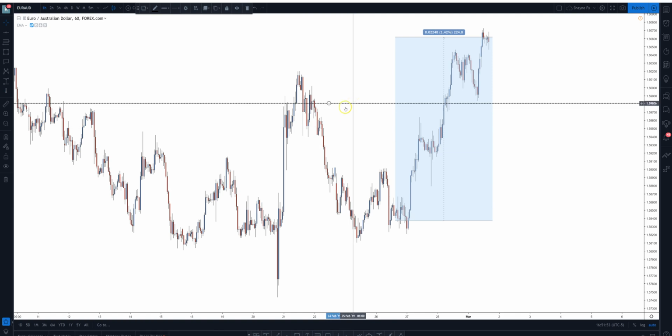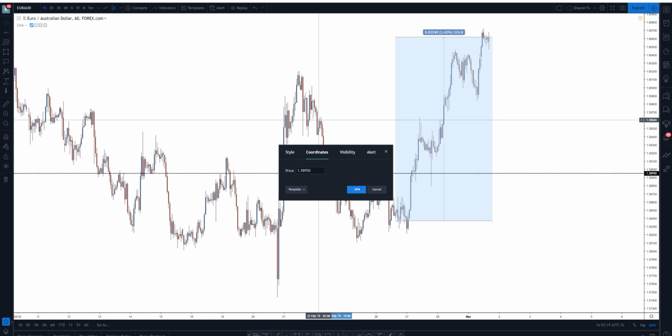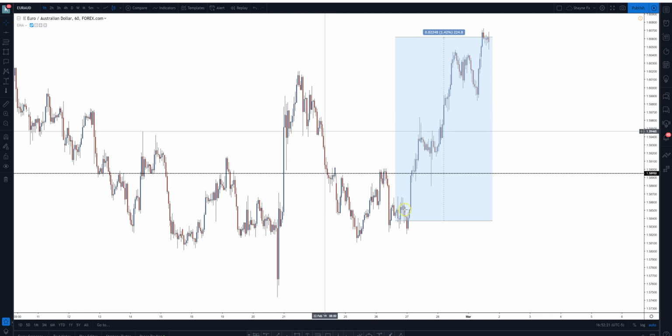Alright, let me just write it down. So you said entry 158.34. That TP, I want to see the TP. Oh, my TP was 158.95. Oh, okay. Now I have a clear picture. Bet.